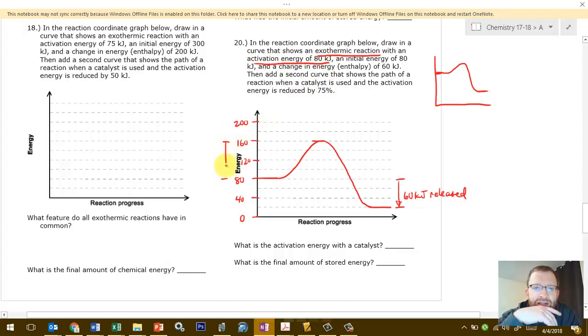Okay, that's our activation energy of 80. We're going to shrink that down by 75%. So we're going to take off 3/4 of that. So only 1/4 of it will be left. Right? You're going to take 75% away from 80. Well, hopefully you can think about that as a fraction. Take away 3/4 of 80 and you'll be left with only 1/4 of 80. And 1/4 of 80 is a 20 kilojoule activation energy.